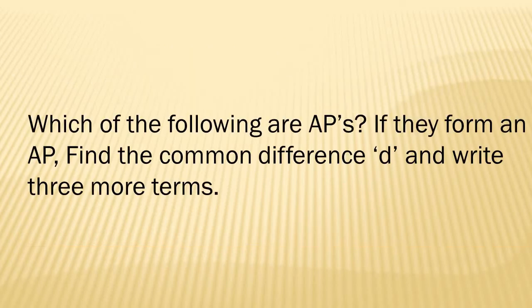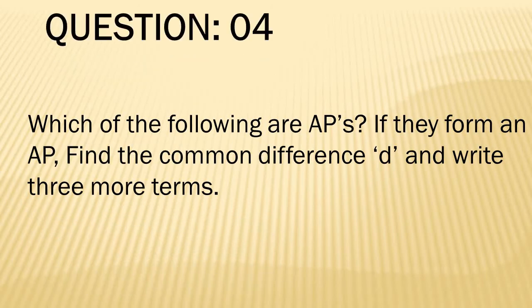Exercise 1.1, fourth question. In this question, we have to find out the common difference and write three more terms if they form an AP. A list of numbers is given. We have to find out whether that list of numbers forms an AP, and then write down the common difference and three more terms if it forms an AP. So let's start doing it according to the syllabus, okay?